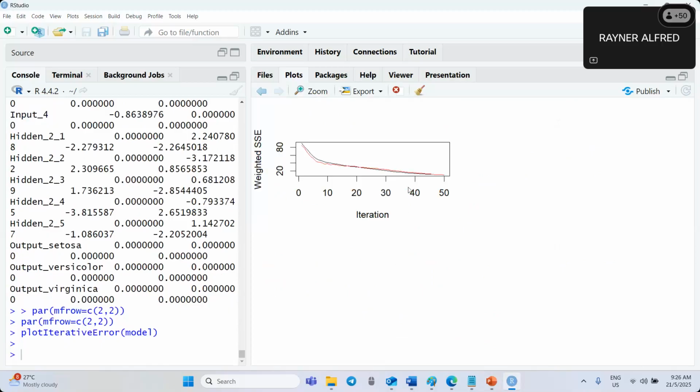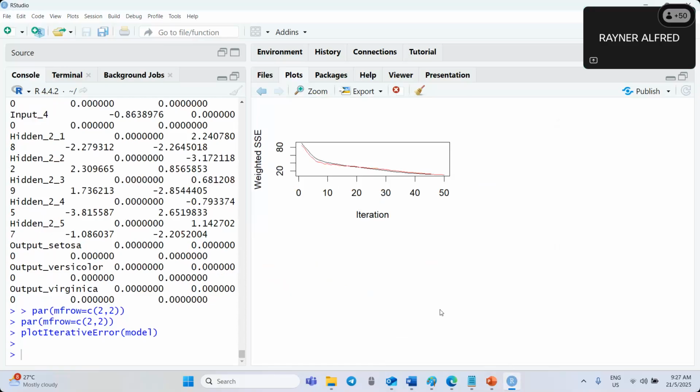So we have 15 iterations, and the black one is the actual one, and the red one is the training one. No, this is the weight. Yeah, the weighted sum of squares.